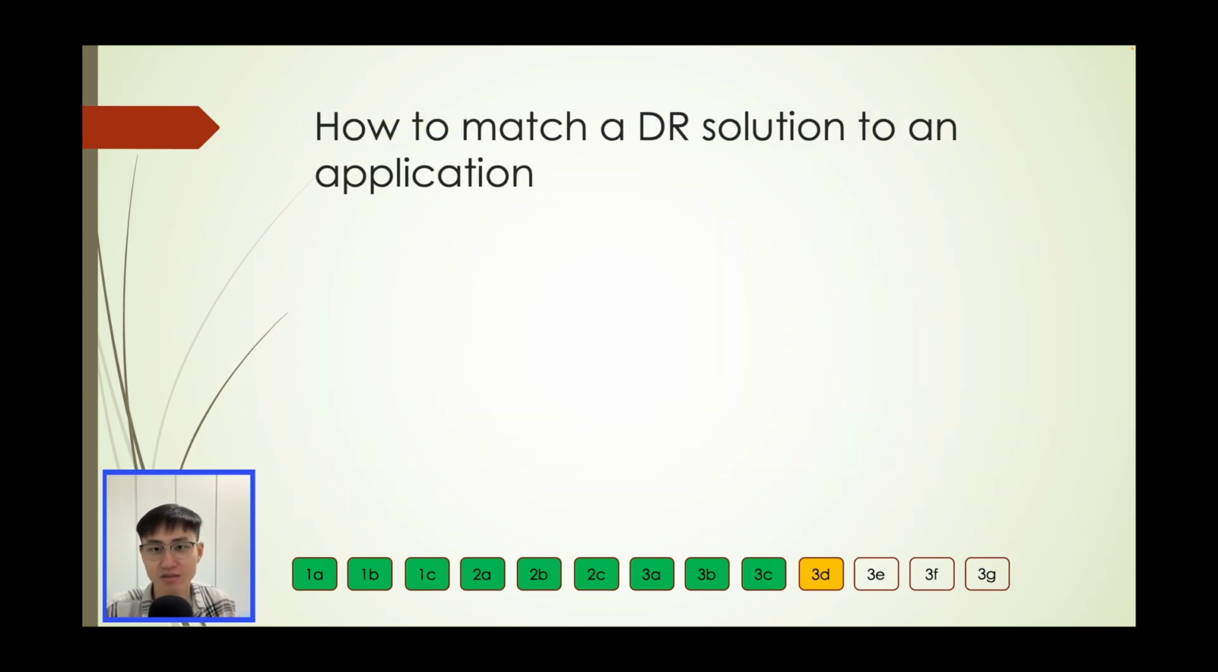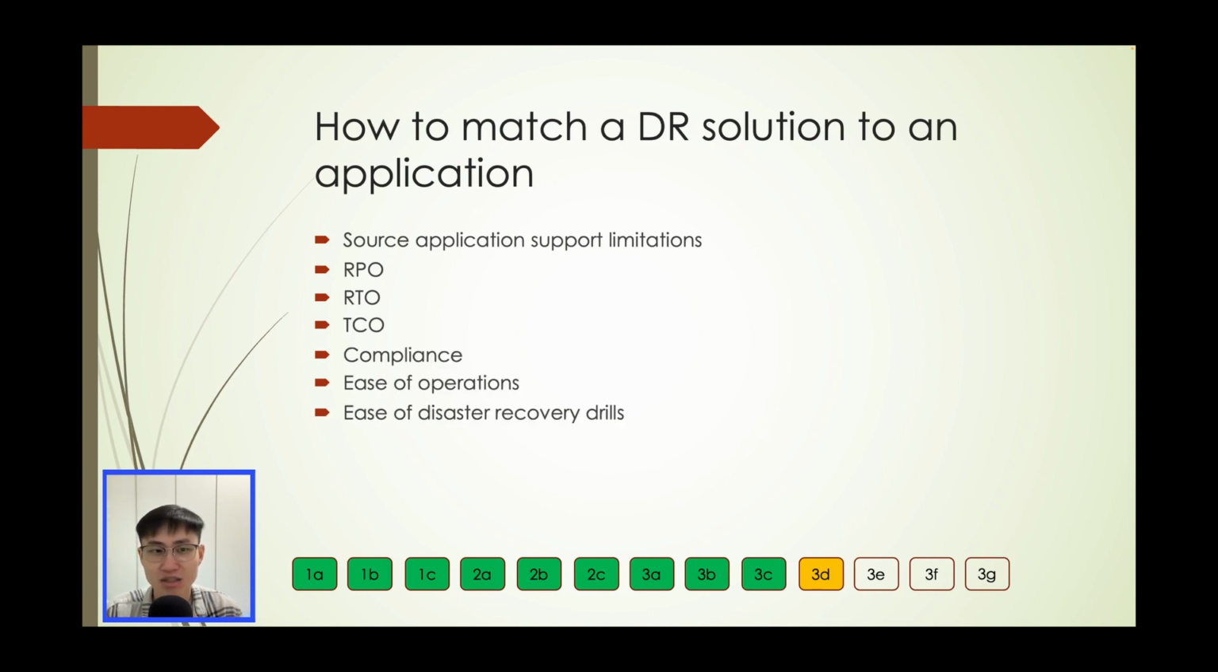Now, there are a variety of disaster recovery solutions on the market. When you look for solutions, make sure they match your criteria in the following factors, such as source application support limitation, which is usually operating systems or CPU architecture. Then you have recovery point objective, recovery time objective, total cost of ownership, compliance, ease of operation, ease of disaster recovery drills, and level of automation.